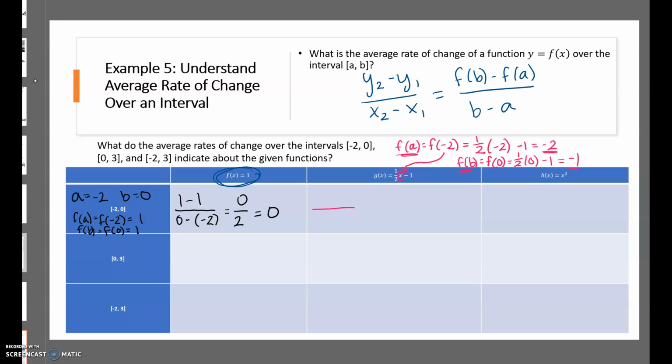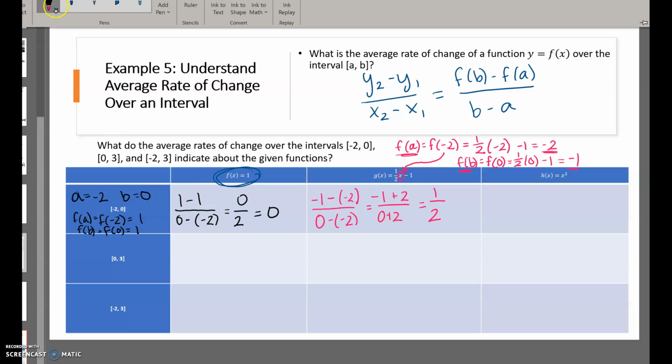Okay, so f of a is -2, f of b is -1. So on here, f of b we said is -1, and then minus f of a, which is -2, and then b minus a on the bottom, so 0 minus -2. So this is -1 plus 2, and this is 0 plus 2. So here we have 1/2. And again, you would do the same idea with the bottom two.